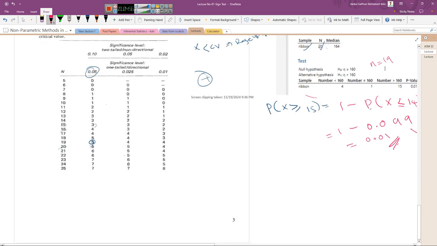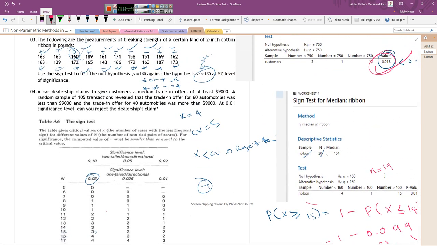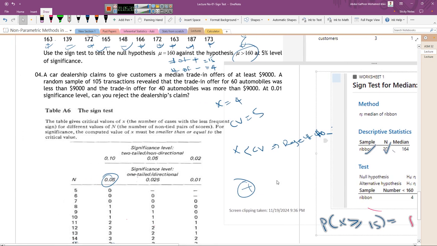Now we will move to our fourth question. A fourth question says a car dealership claims to give customers a median trade-in offer of at least this. A random sample of 105 transactions revealed that the trade-in offer of 60 automobiles was less than $9,000, right? So first we have to understand this question.